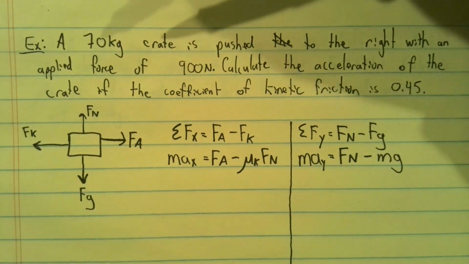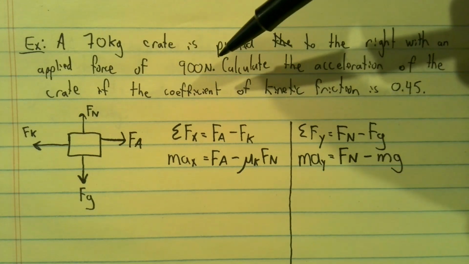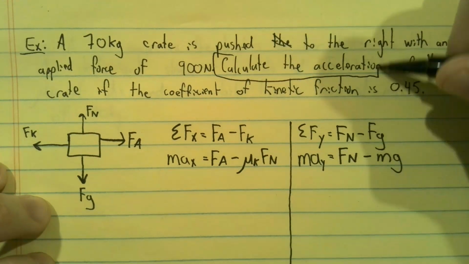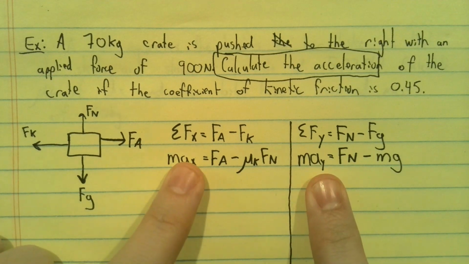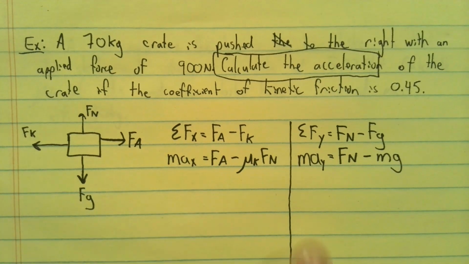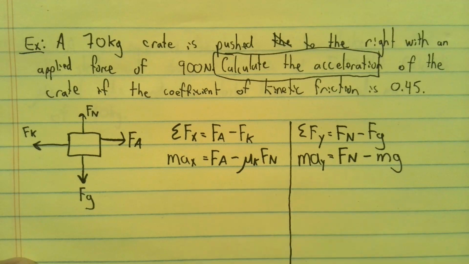70 kilogram crate, okay, that's going to go for M. Let's push to the right with a force of 900. Here it is, look at this. Calculate acceleration. But remember, we have 2 accelerations. Like I said before, they're asking us for AX. They're asking us for AX. So that means we're going to use this equation to get our final answer. Let's try to solve it.